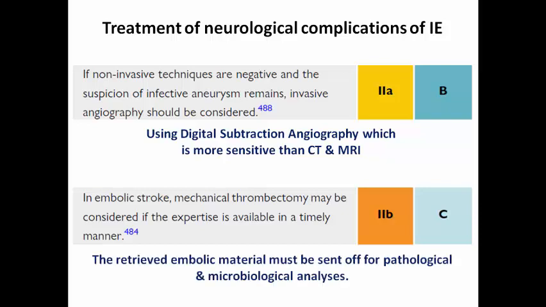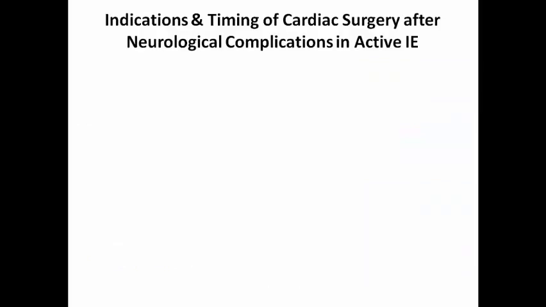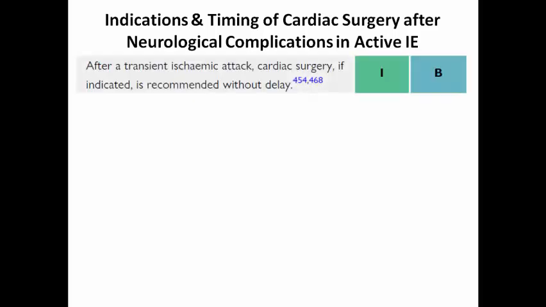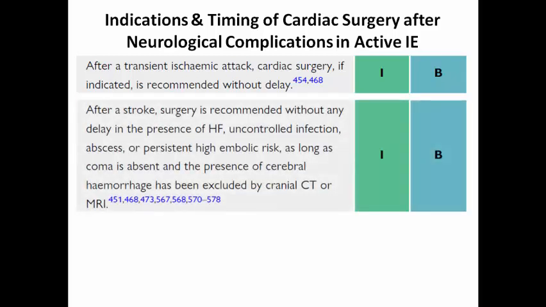And needless to say that the retrieved embolic material must be sent for pathology and microbiology to confirm that infective endocarditis was the cause of this embolic stroke, and whether the organism is the same as that present in the vegetation or a different organism necessitating changing the antibiotics. When should we arrange for the cardiac surgery after a neurological complication? Of course, if the patient had just a transient ischemic attack, cardiac surgery is indicated without any delay. But after stroke, there was a debate.